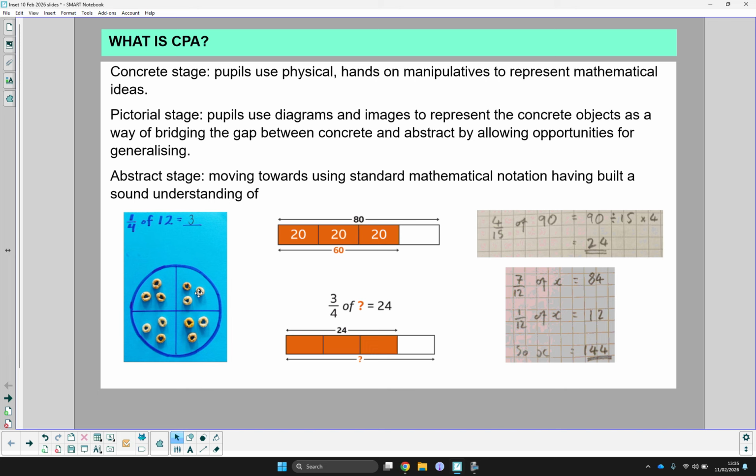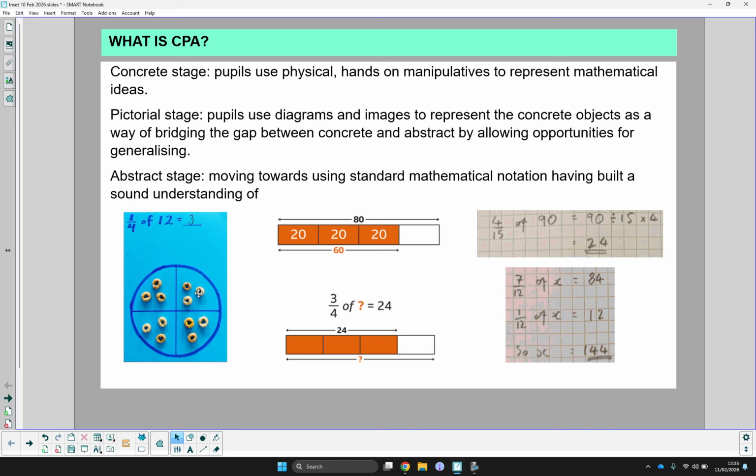At the concrete stage, you need to be careful with your problems. You need to make sure that they are manageable. You don't want pupils getting bogged down with piles of tiles or counters. It's all about developing the underlying understanding at that stage.